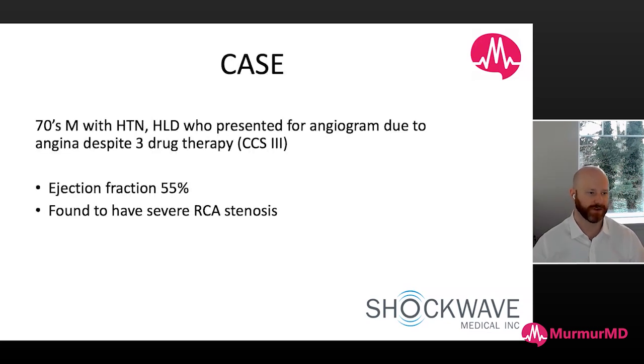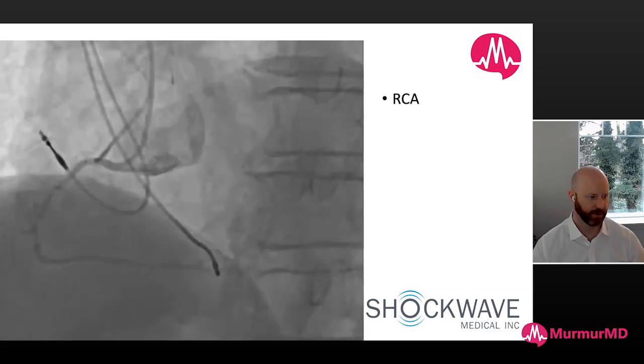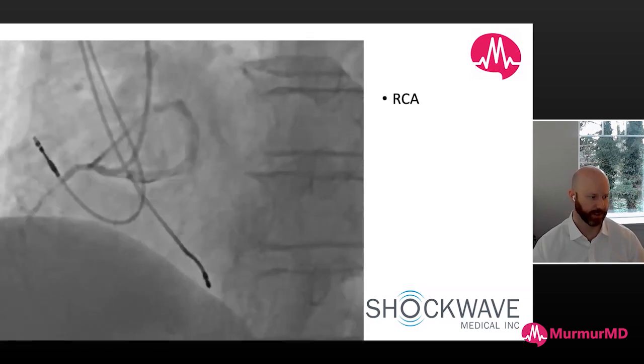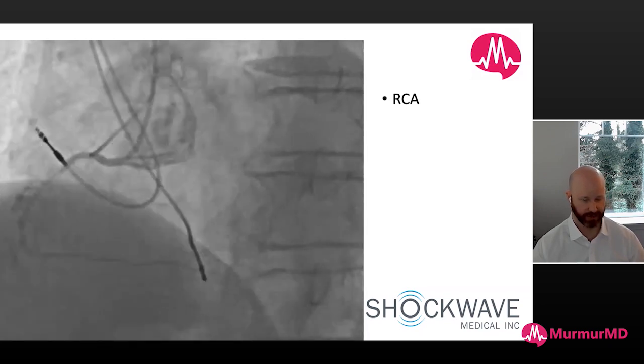Our case today is a 70-year-old with hypertension and hyperlipidemia who presents for an angiogram due to angina despite 3-drug therapy. He has a preserved ejection fraction and upon initial angiography was found to have severe right coronary stenosis. You can see here a severe mid right coronary artery disease with pretty significant calcification.